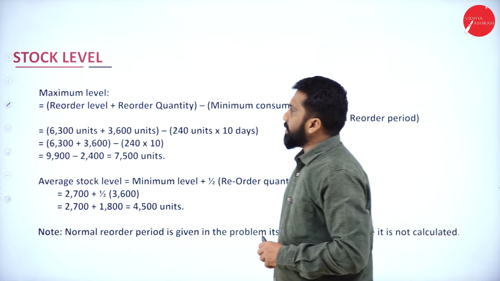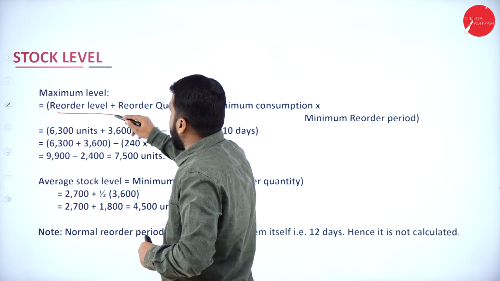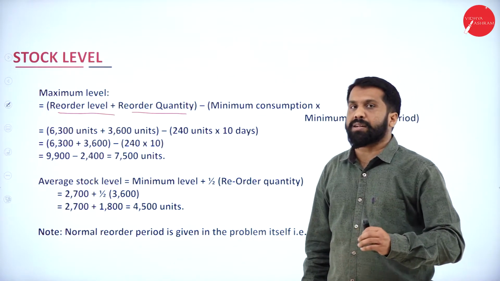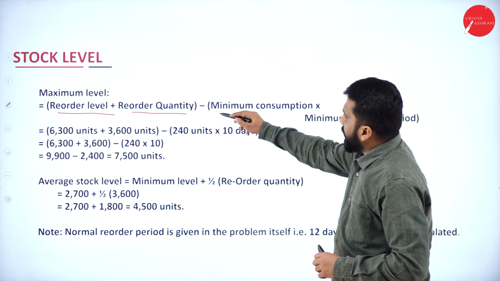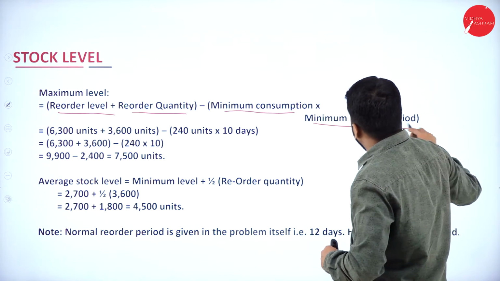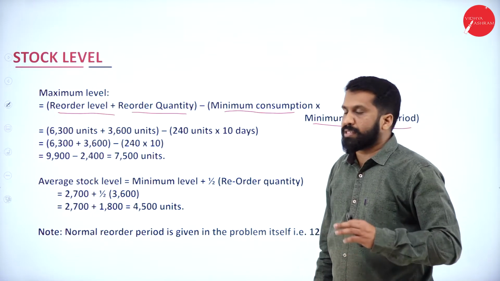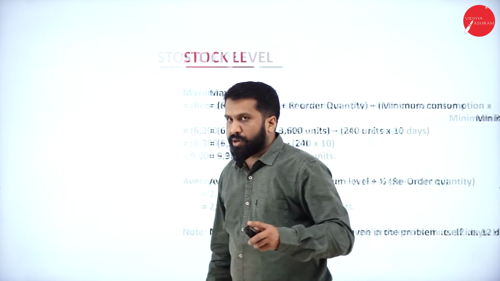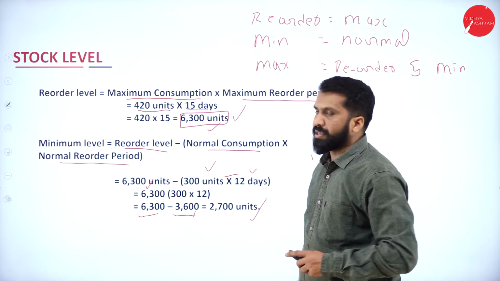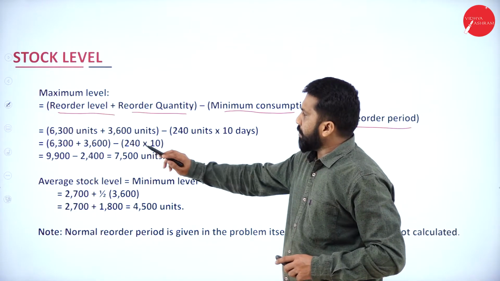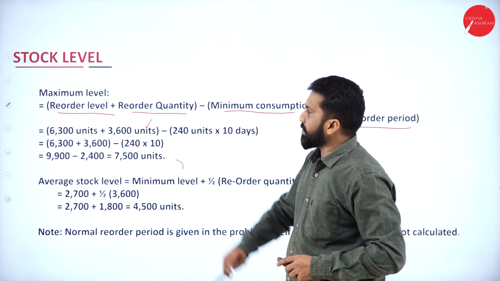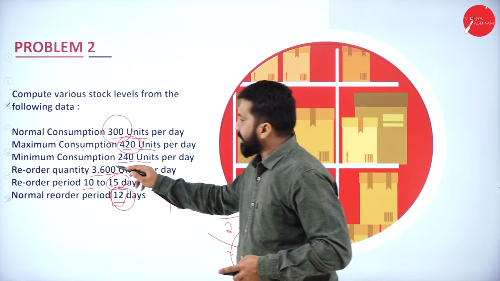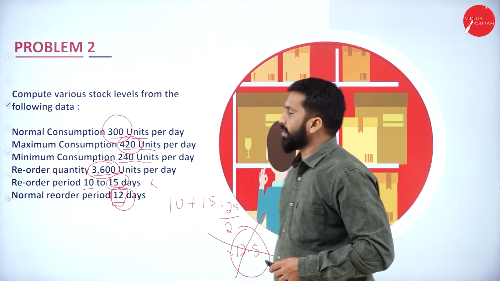Now, under maximum stock level, it is reorder level plus reorder quantity, minus minimum consumption into minimum reorder period. How to do this? I'll show you. Reorder level 6,300, just now you got the answer. Reorder quantity is 3,600, given in the question itself. I'll go back. What is the reorder quantity? 3,600.